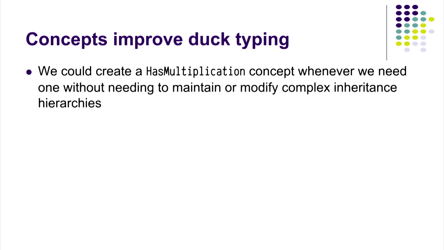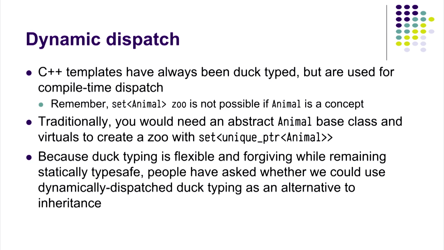Concepts improve the duck typing. If we really wanted to catch in the signature that this only works for types that support multiplication, we could define a has-multiplication concept and we wouldn't have to modify any of the classes we were using. So you could just very specifically fill out your requirements. Now, while C++ templates have always been duck typed, they also tie you to compile-time types.